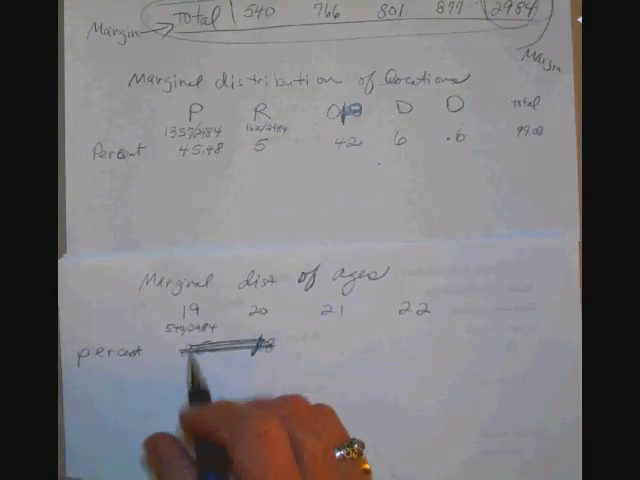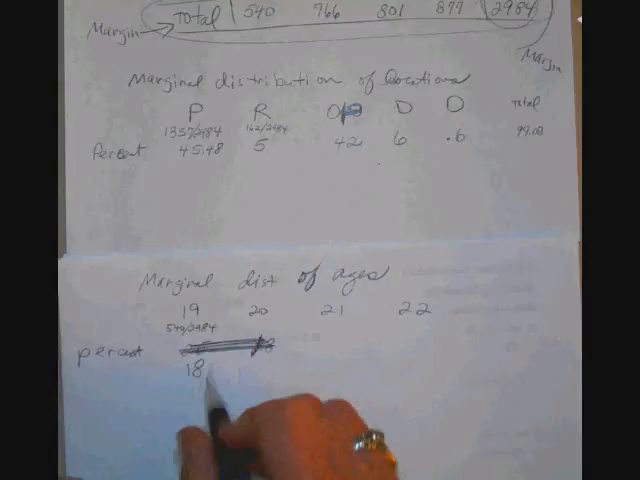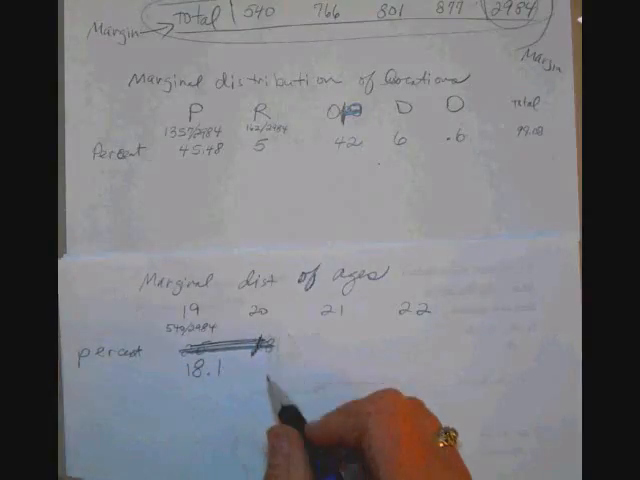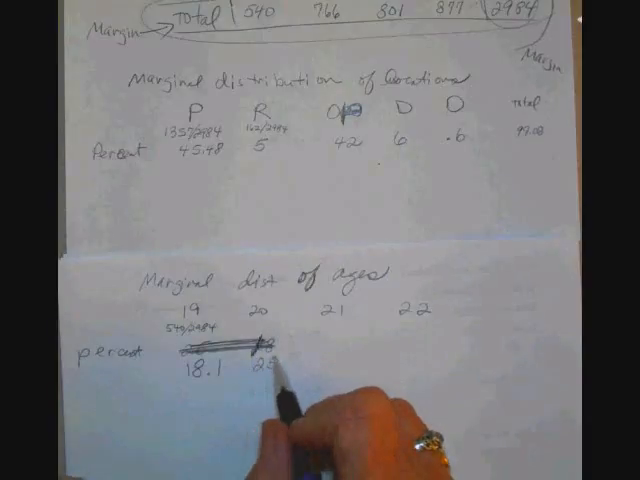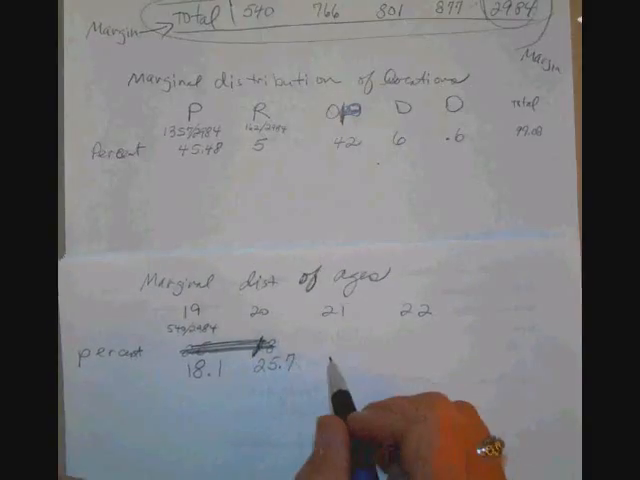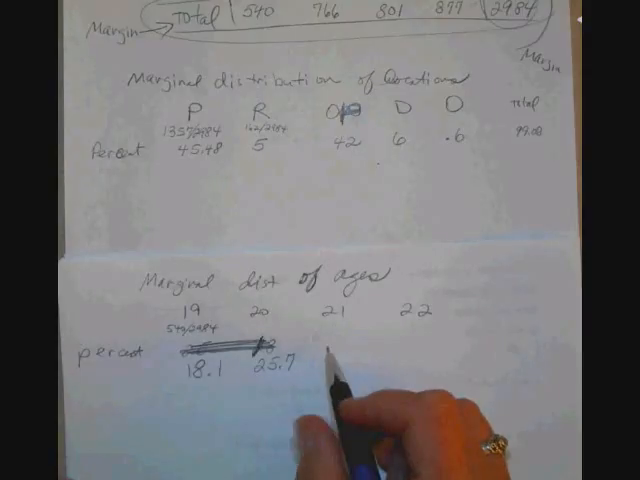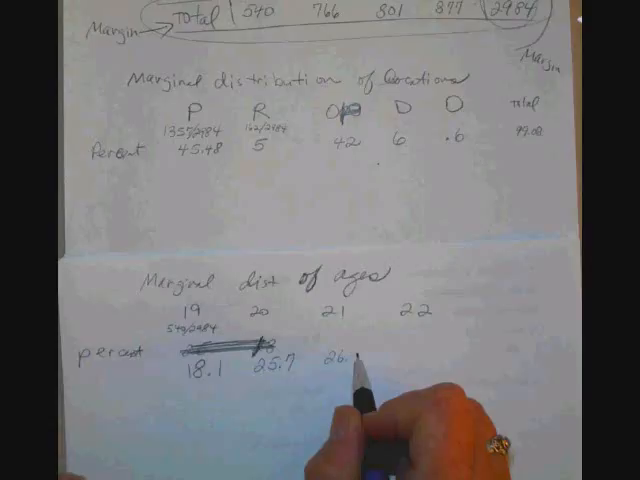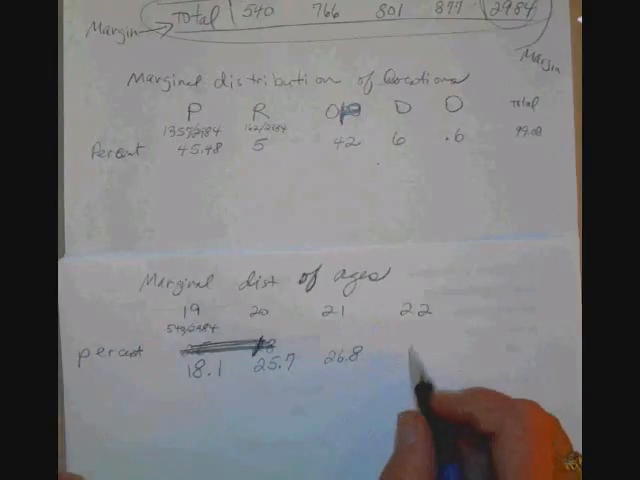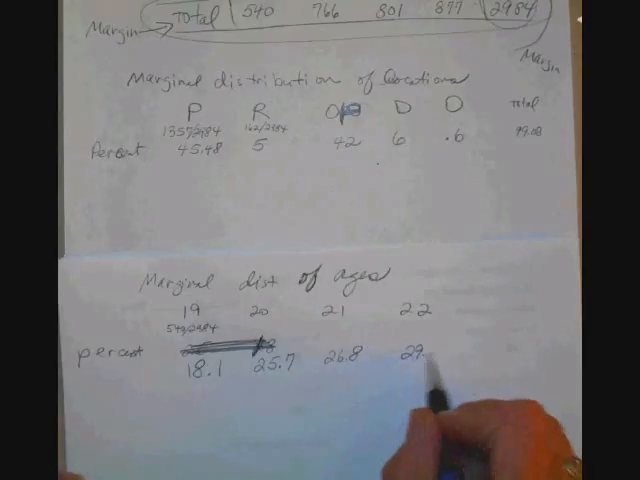Okay. 19-year-olds? 18.1? 20-year-olds? 25.7, I'll call it. 21-year-olds? 26.9? 8 or 9? Okay. And 22-year-olds? Okay. This one will add up to 100% since I just rounded to 1 decimal place.